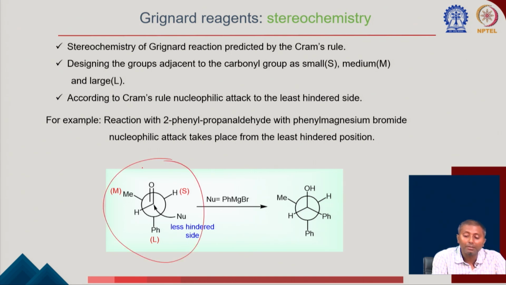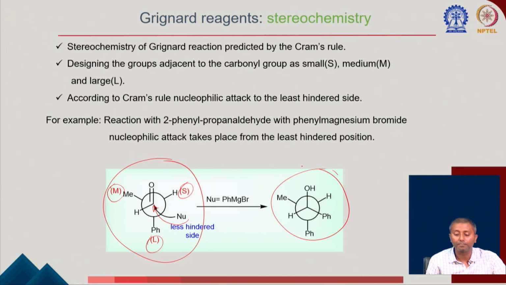It was clear from this model that whatever groups are present, the nucleophile is always going to attack from the less hindered side. The groups can be numbered as medium size, small size and large size. So the nucleophile will always try to approach from the less hindered site. This will be the less hindered site where the nucleophile can attack. Once that happens, you end up getting a stereoselective product here.